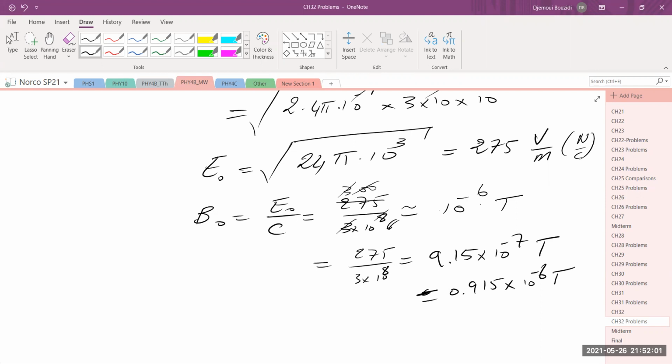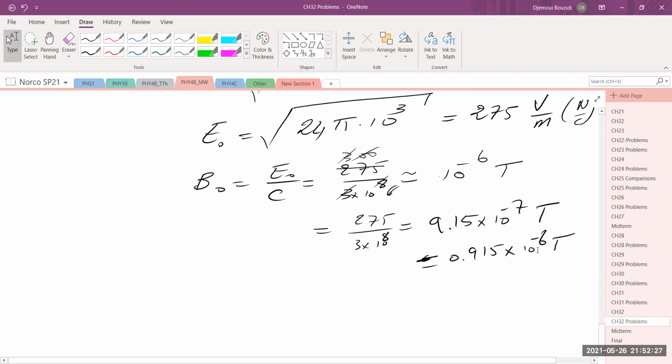So again, when you're doing numbers, pay attention to these things. Sometimes you punch in the wrong number and you get some nonsense, and you think, oh man, for some reason now I have a strong magnetic field. So when you don't have a calculator, 275 is roughly 300, divided by 3, that's about 100, divided by 10 to the power 8, that's 10 to the negative 6. So again it's micro Tesla. It's 0.915 micro Tesla, a very tiny magnetic field. The magnetic field usually is a small number.